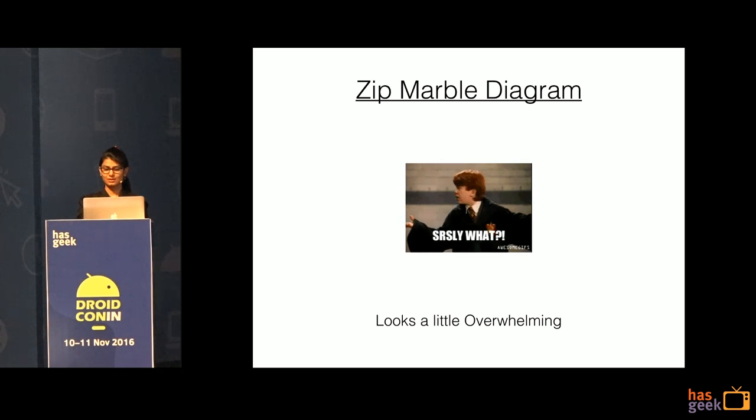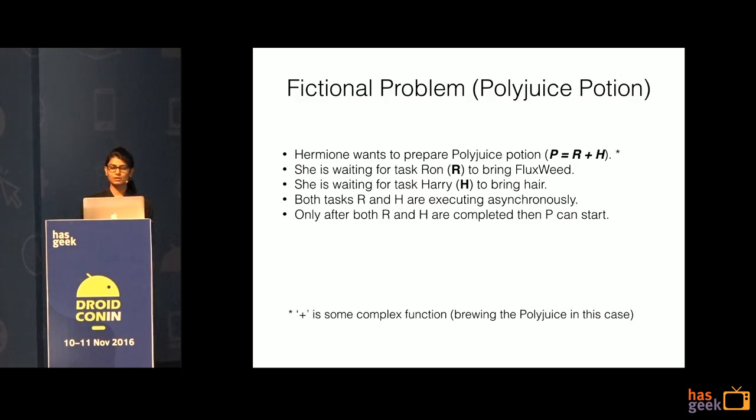So instead, we'll just take an example. We'll take a fictional example: we want to create a Polyjuice potion and Hermione wants to prepare this potion. She is waiting for the task Ron to bring her fluxweed, which is an ingredient of the Polyjuice potion. She is waiting for task Harry to bring her hair, that is hair of some person, which is also an ingredient of the Polyjuice potion. So both tasks, Ron, R and H, are executing asynchronously, and only after Ron, R and H have executed can we start preparing the Polyjuice potion.